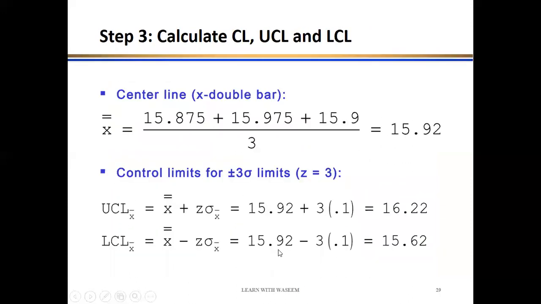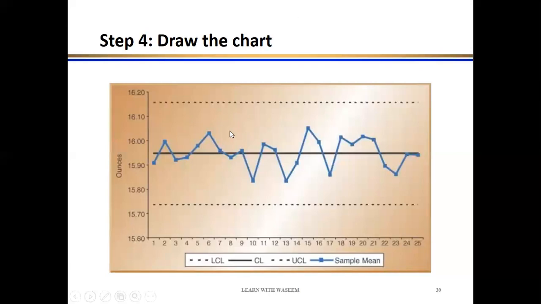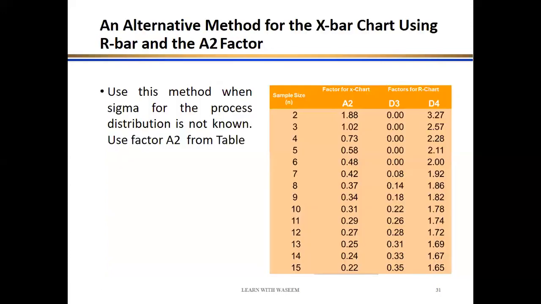There may be a little difference in this table, but I want to explain this whole process to you and explain how to construct the process chart. You have to understand how to construct the process chart from these steps. Now another method is for the x bar chart using R bar. We have to use the R bar and A2 factor.